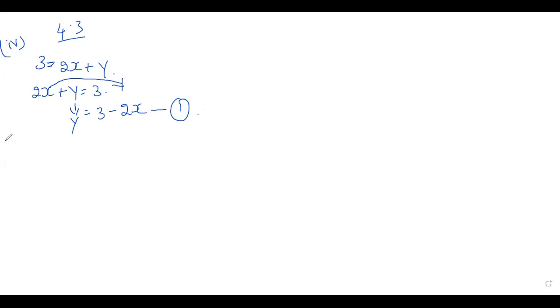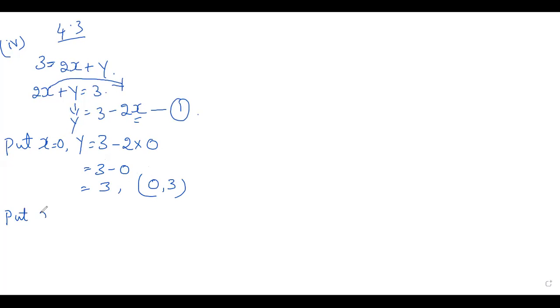Now put the values for x. Put x is equal to 0. Then y is equal to 3 minus 2x, in place of x, I'm going to write 0. 2 into 0, that is 0 itself. 3 minus 0 is 3. What are the points here? When x is 0, what is the value of y? It is 3.